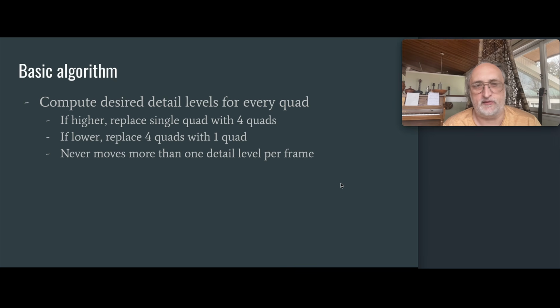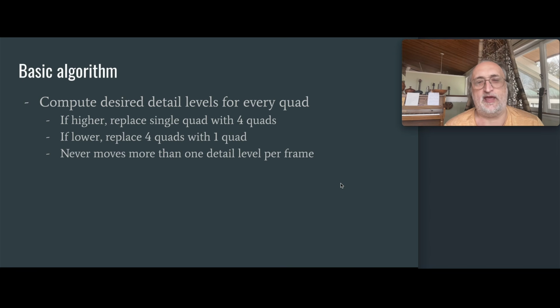So the basic algorithm for a quad sphere renderer is pretty simple. You figure out the desired detail level you need for each quad based on where the camera is, and if you need it higher, then you split that quad into 4 of them, and if it's lower, you just replace 4 of them with 1 of them. And there's some stuff about edges, but it's not important here.